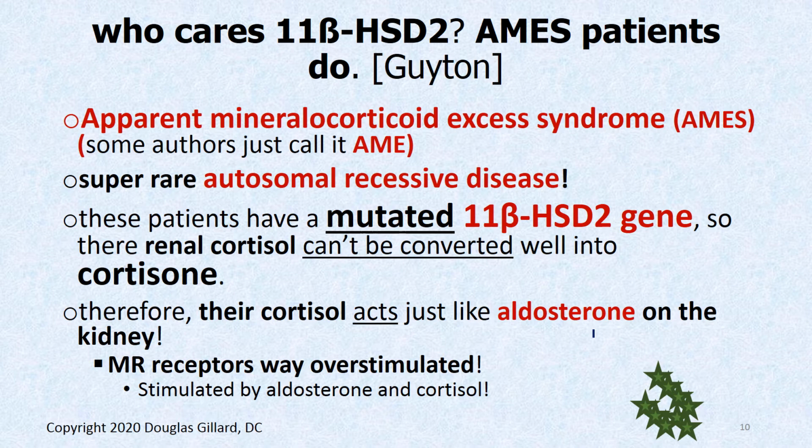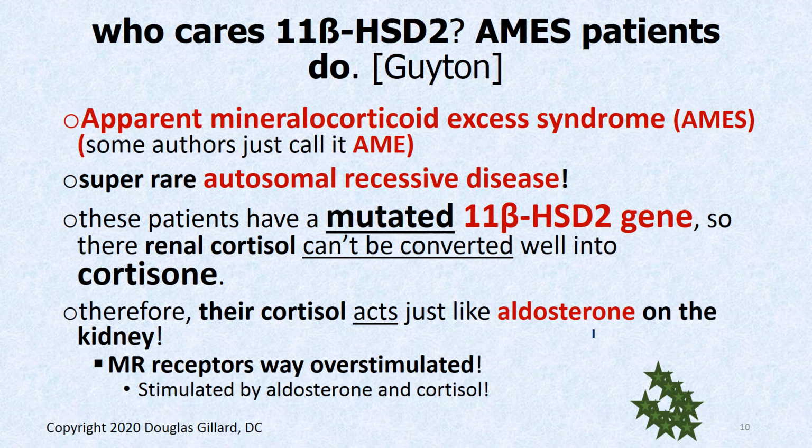Who cares about 11-beta HSD2? Well, patients who have AME, sometimes it's called AMES, but that's apparent mineralocorticoid excess syndrome. So it's super rare because it's autosomal recessive, not dominant. That means that both your mom and your dad would have to have the mutated gene for 11-beta HSD2, and they both passed it on to you.